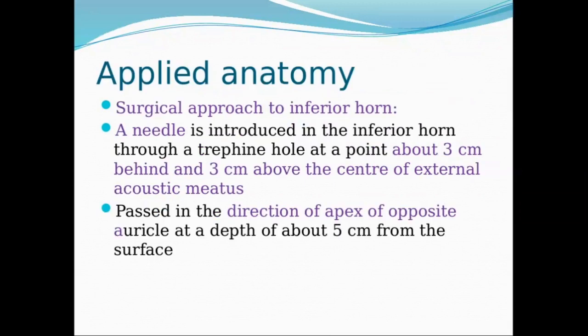So we will conclude this lateral ventricle with the applied anatomy. How to approach the lateral ventricle. Surgical approach to the inferior horn: a needle is introduced into the inferior horn at a point 2-3 cm behind and 3 cm above the center of external acoustic meatus, passed in the direction of apex of opposite auricle at a depth of about 5 cm from the surface. Then we can reach the inferior horn of the lateral ventricle.